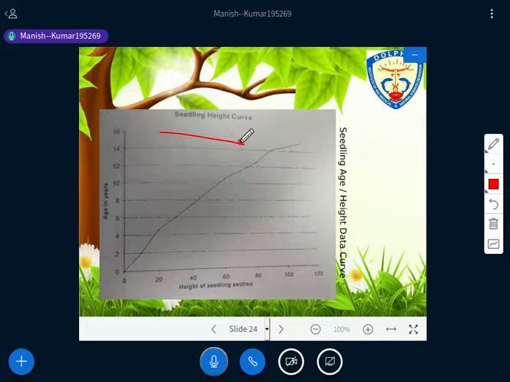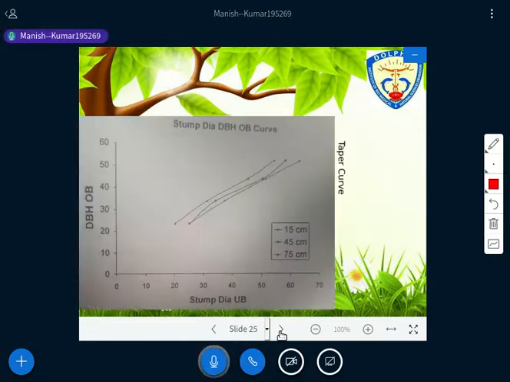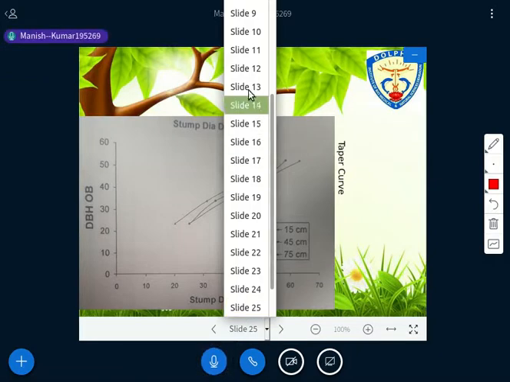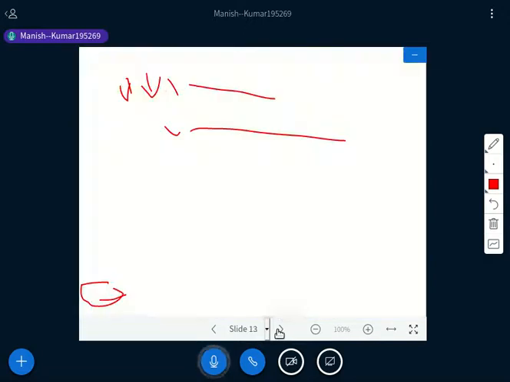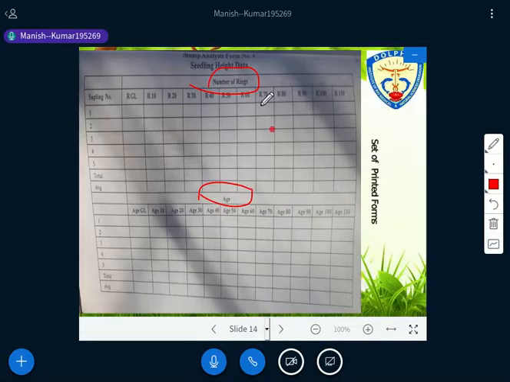So whatever data you have collected in stump analysis, form number 4. Is it clear? Form number 4. Do you remember what form number 4 is there? So whatever data has been written in form number 4, we have seedling height data, isn't it? Okay, let me show you again the form number 4. Maybe here it is, form number 2, 3, 4. Isn't it? Seedling height data.